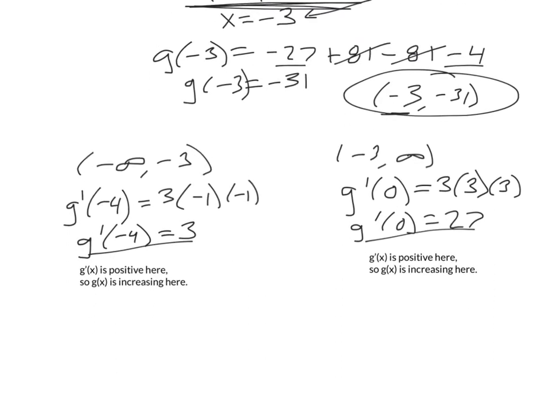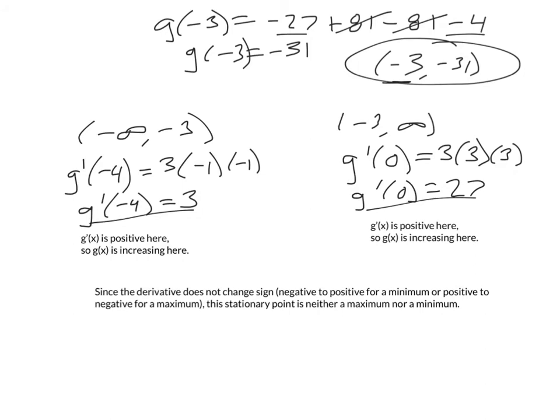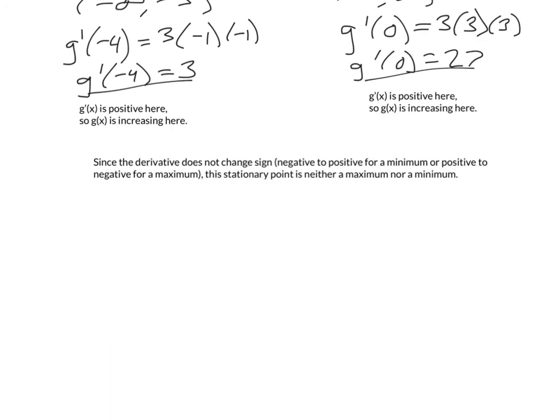And so now that I've got these statements of reasoning, we might say something like, since the derivative does not change sign at the stationary point, it is neither a maximum nor a minimum. And that's effectively all that we need to do for this problem. I might mention really briefly what this looks like.